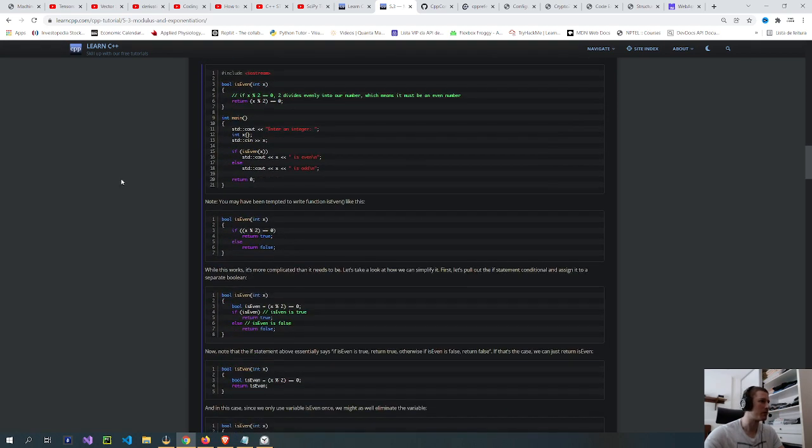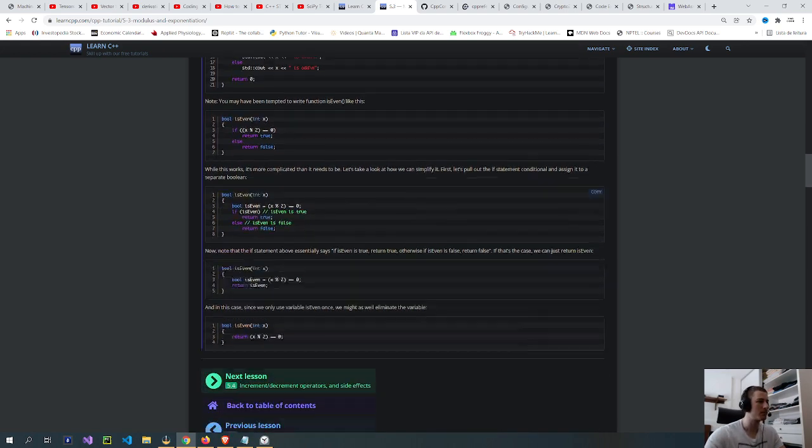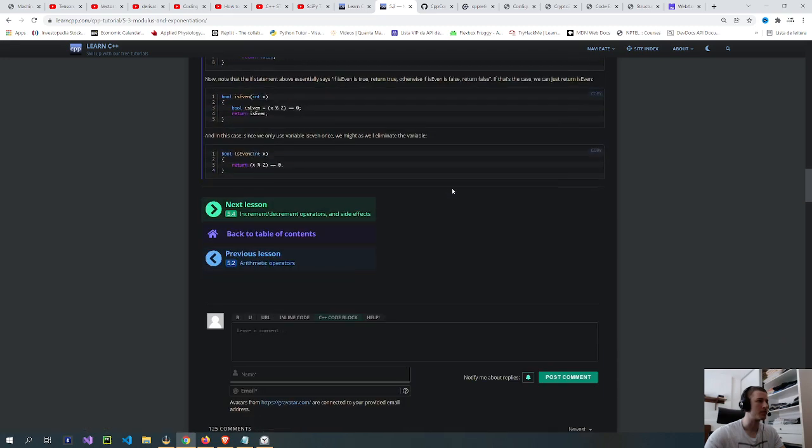Note, you may have been tempted to write a function isEven like this. While this works, it's more complicated than it needs to be. Let's take a look at how we can simplify it. First, let's pull out the if statement conditional and assign it to a separate boolean.